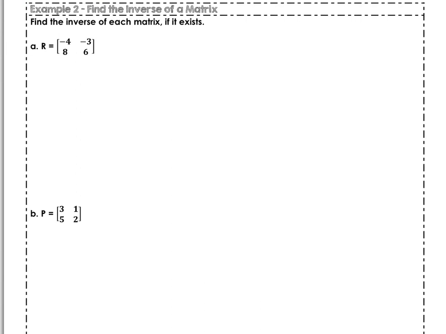Example 2 deals with finding the inverse of a matrix and determining whether it exists or not. Okay? So whenever I'm finding the inverse of something, it's essentially just raising something to the negative first power. So matrix R to the negative first power. The first step to finding its inverse is finding its determinant. So downward diagonal minus the upward diagonal. So 8 times negative 3, that gets me negative 24. So negative 24 minus negative 24 equals 0.